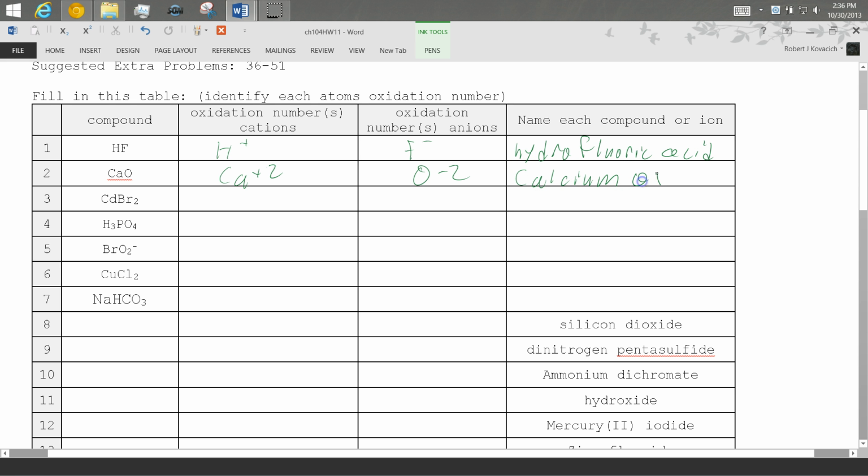Calcium oxide. And this one's very simple in its naming because the calcium's charge is unvariable, right? It's always +2. So I don't need to tell you it's +2 because it's always +2. All right, so who's the positive one and who's the negative one in number 3?